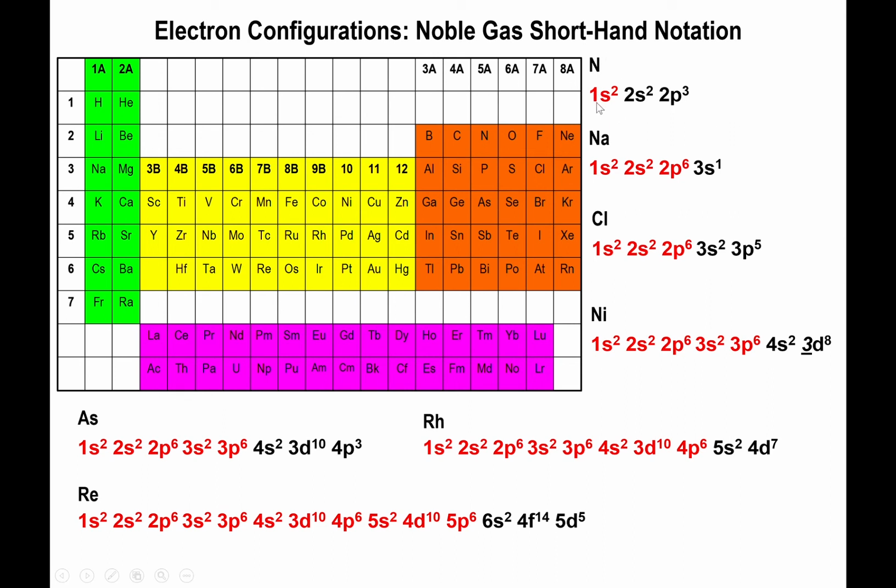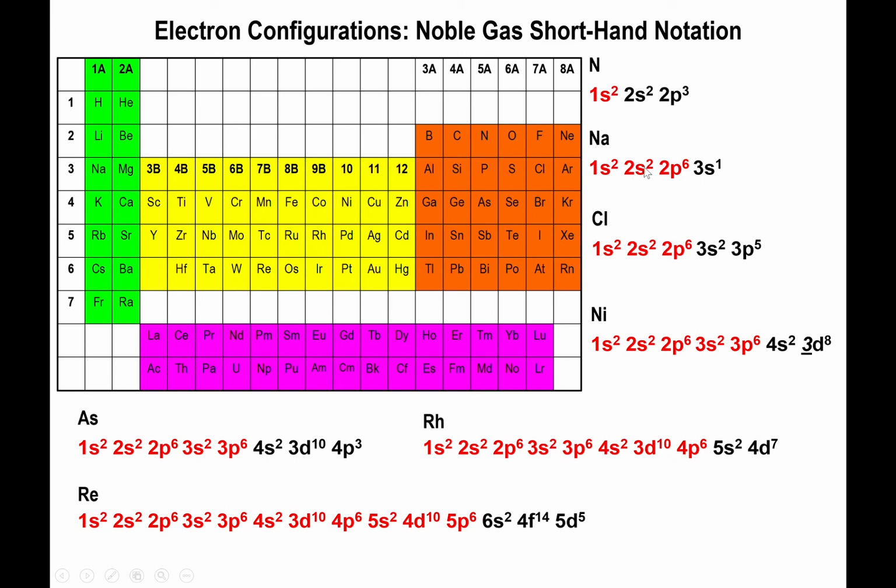In the case of nitrogen, we have the 1s2, which is the configuration of helium. In the case of sodium, we have gone all the way to 2p6, which is the configuration of neon. For nickel, we have gone all the way up to 3p6, which is the configuration of argon. For rhodium, we've gone all the way to 4p6, which is the configuration of krypton. And then for rhenium, we've gone all the way to 5p6, which is the configuration of xenon.